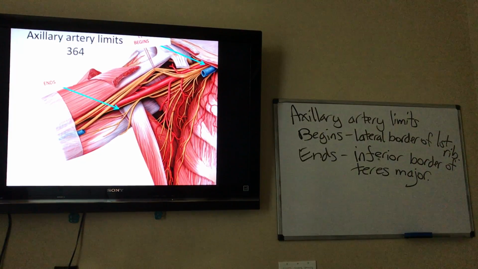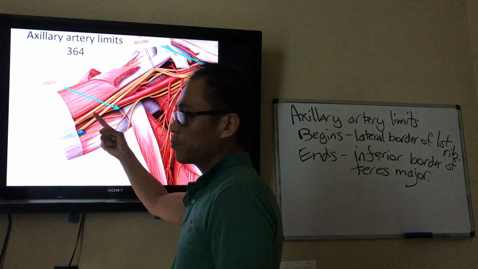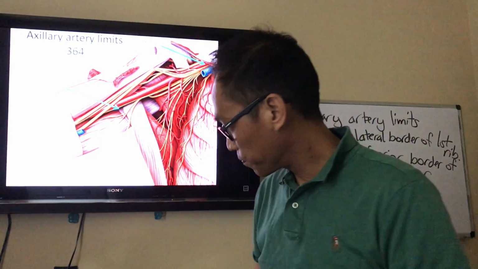So remember, the artery was subclavian, became axillary. After it ends, it's going to continue on as brachial, which we'll get to. Okay.